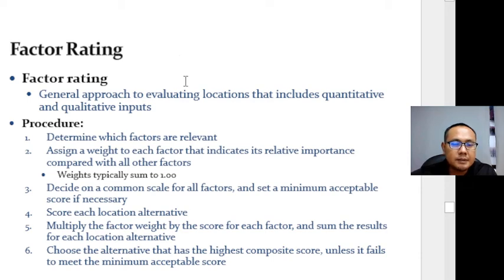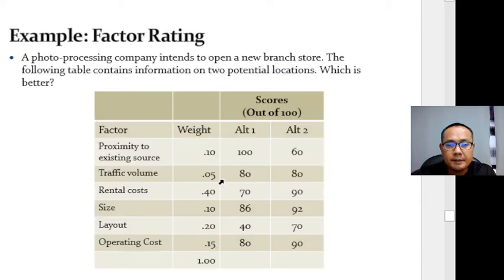And then the second one, the factor rating. Factor rating is a general approach to evaluate location that includes quantitative and qualitative inputs. So there is a procedure for us to follow here. We can use an example of factor rating here. A photo processing company intends to open a new branch store. The following table contains information on two potential locations. Which is better, right?